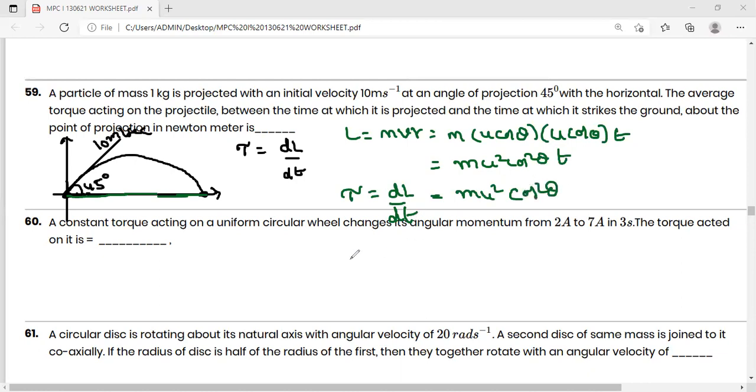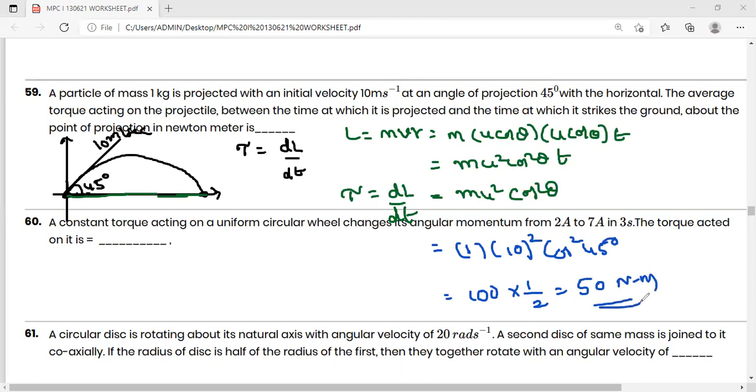Now you can substitute all the values here. What is the mass value given? 1 kg, and u squared is 10 squared, and cos squared 45 degrees. This is 100 into cos 45, 1 by root 2, and 1 by root 2 whole squared will be 1 by 2. Then finally 50, and the unit for torque is Newton meter. And finally torque is equal to 50 Newton meter.